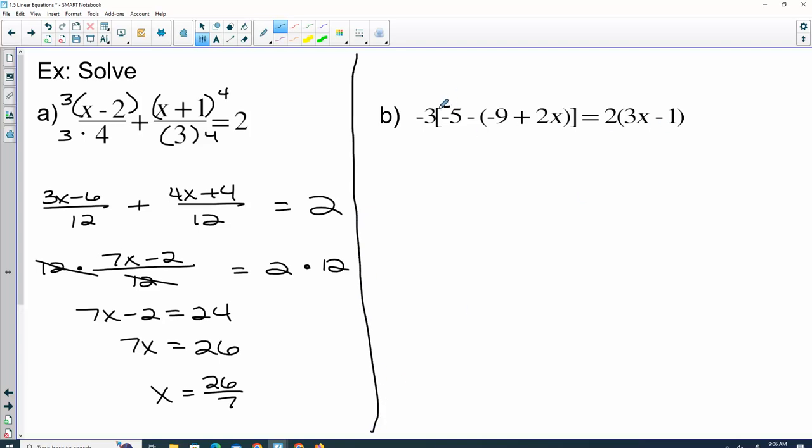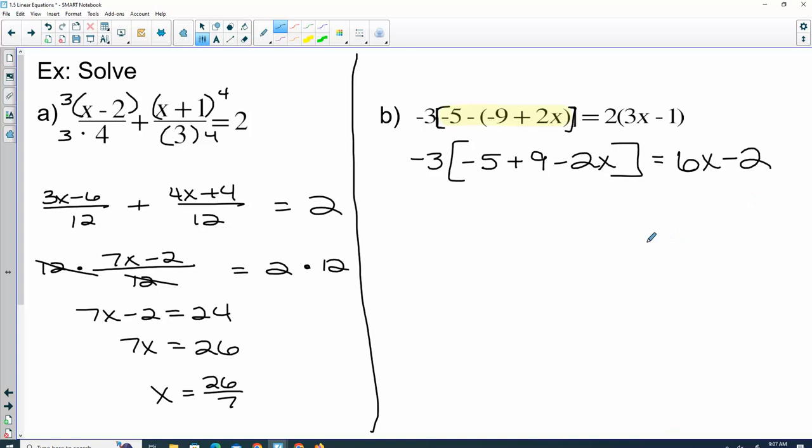Now, these brackets, it's just like another set of parentheses. So let's just start on the inside. So inside here, what am I distributing? A negative 1. So we have a negative 5. Negative 1 times negative 9 would be plus 9. Negative 1 times 2x is negative 2x. On the right, you can distribute the 2 to get 6x minus 2.